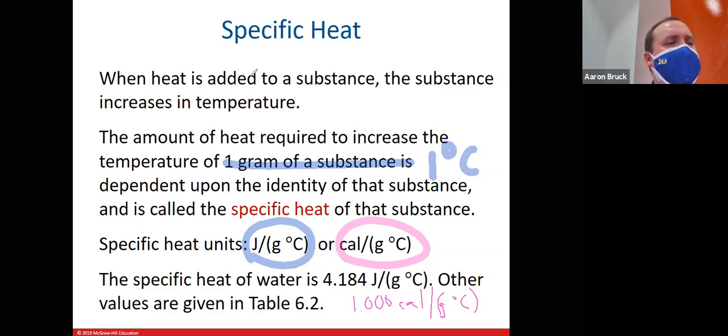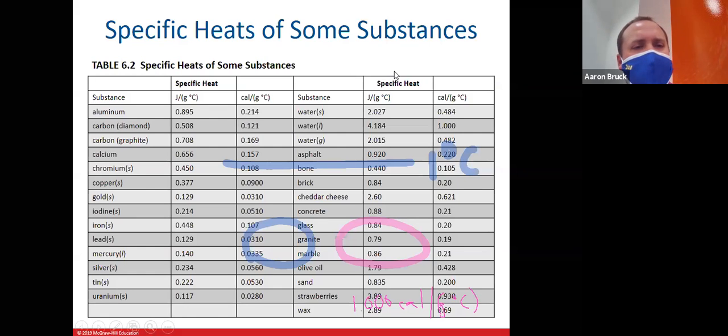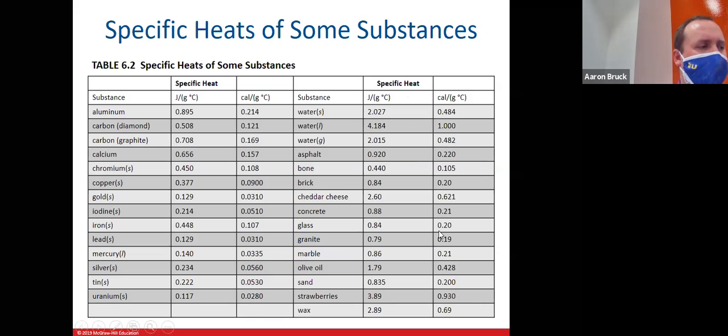So what kinds of things can specific heat tell us? Well, probably best if we look at a table of values and use them for some comparative purposes. So water has a specific heat of 4.184 joules per gram degree Celsius when it's in the liquid phase. You can see that of the substances that are on this table, none of them top that.